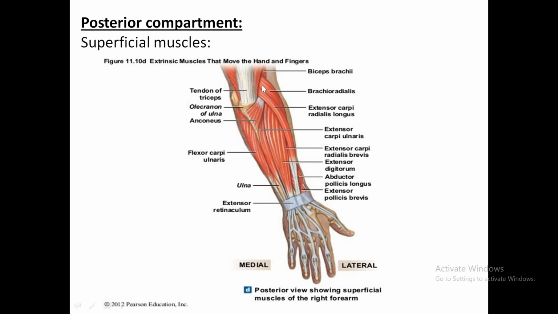I repeat, the superficial muscles of the posterior compartment of the forearm, also called the extensor compartment, are brachioradialis, extensor carpi radialis longus, extensor carpi ulnaris, extensor carpi radialis brevis, extensor digitorum, extensor digiti minimi. These are the superficial muscles of the extensor compartment of the forearm.